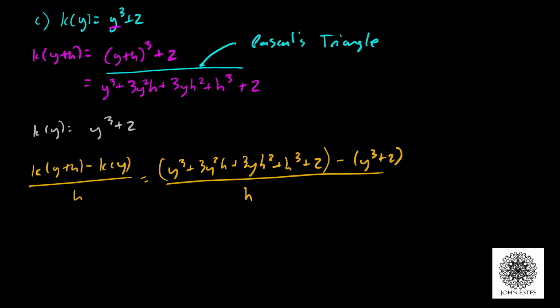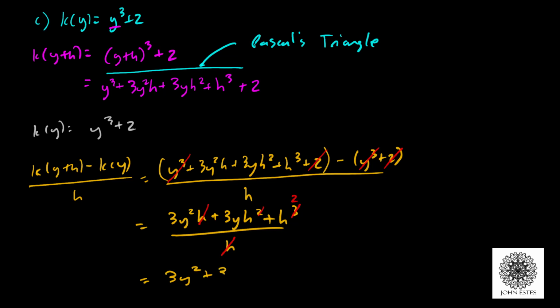Now notice here, I can combine like terms in my numerator. I have y cubed minus a y cubed, and I have a 2 minus a 2. So then finally I end up with 3y squared h plus 3yh squared plus h cubed all over h. And now every term also has an h in it, so I can cancel those out as well. And my difference quotient finally is 3y squared plus 3yh plus h squared.